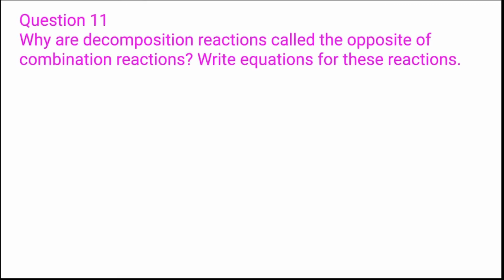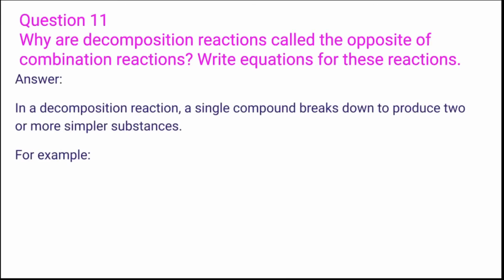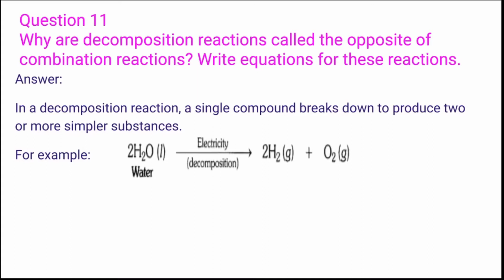Why are decomposition reactions called opposite of combination reactions? Write equations for these reactions. Answer is, in decomposition reaction, a single compound breaks down to produce two or more simpler substances. For example, water molecule H2O, on passing electric current, it decomposes to hydrogen and oxygen.